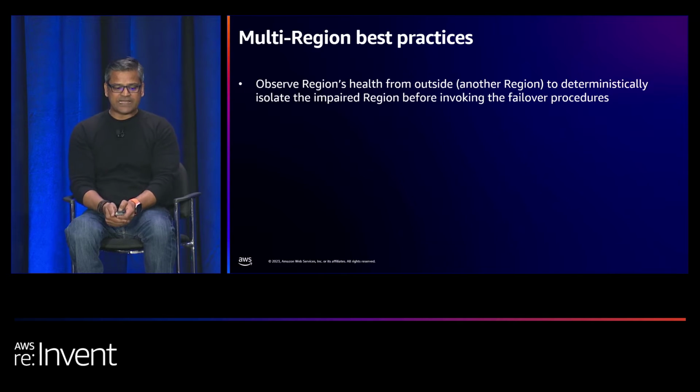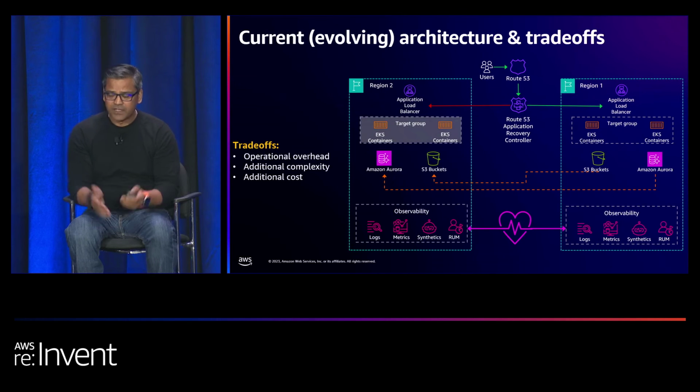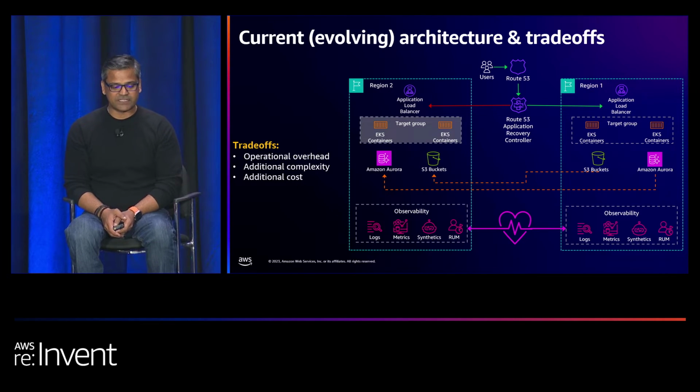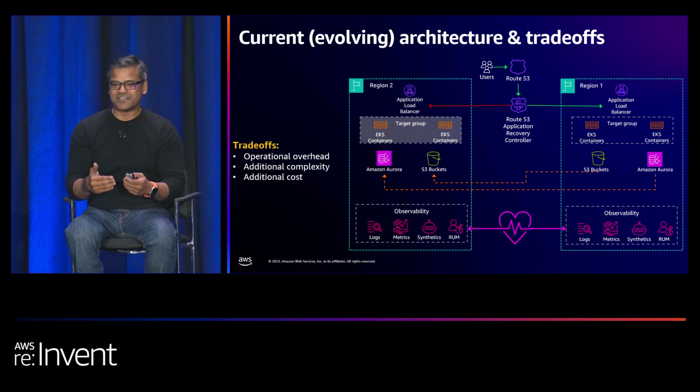So again, the best practice here we want to call out is: observe the region's health not just from within, but also from outside of that region, to make that deterministic decision for failover. Okay, so after having all these incremental improvements, this is what this architecture currently looks like. Its current view, or what we like to say, its evolving view, because you're never done with resilience. Resilience is a continuous improvement journey.